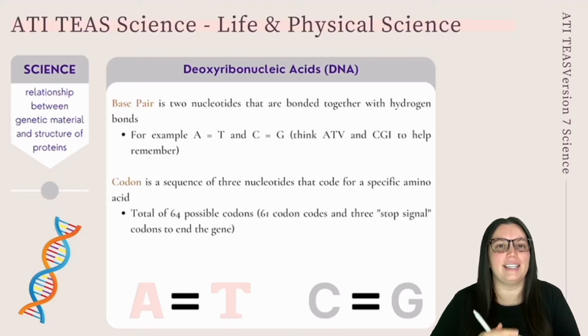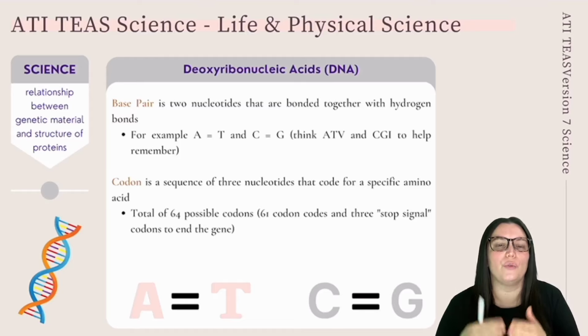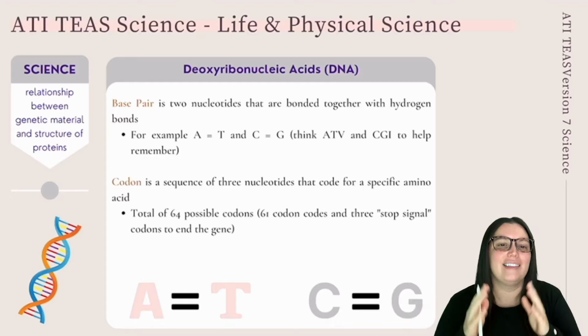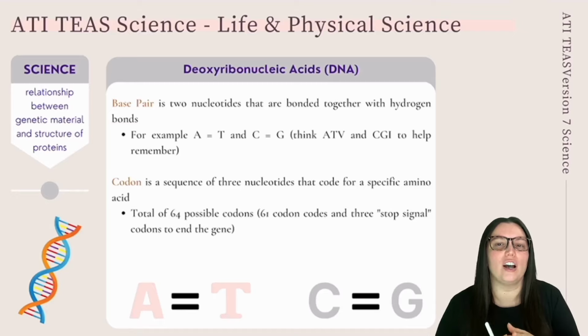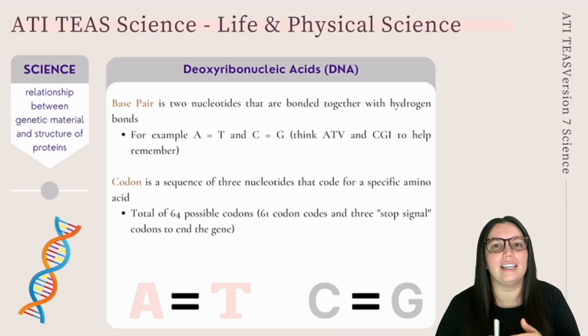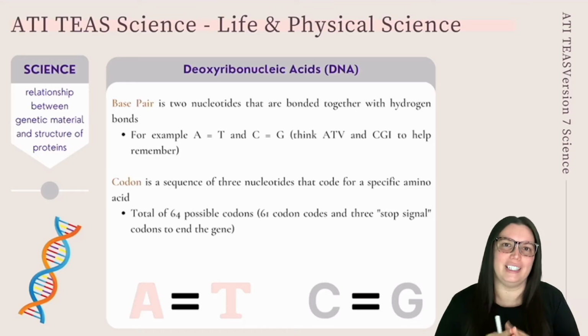A codon is a sequence of three nucleotides that code for a very specific amino acid. There are 64 possible codons in the DNA code. 61 of these codons code for amino acids, and the other three are actually stop signal codons that end the gene. A mutation may occur during replication that causes a permanent change in that DNA sequence. This can result in a change of the amino acid sequence of the protein and may lead to changes in the structure and function of that protein that's made.